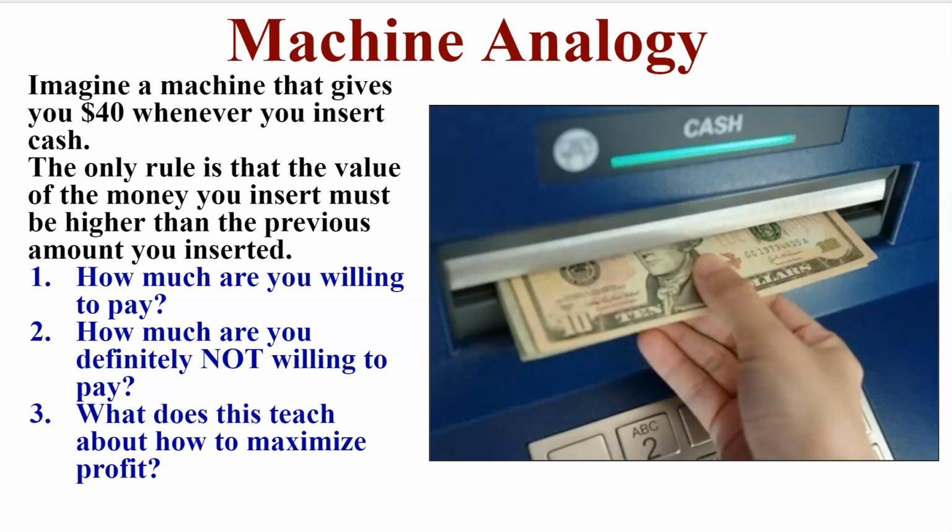If we go to an ATM and it's going to give us $40 whenever we insert cash, but the only rule is we got to insert enough cash that is greater than what we gave the last time. So how much are we going to be willing to pay into the machine in order to get $40 every time? And then what are you not going to be willing to pay in terms of getting money out? And what does this tell us about maximizing profit?